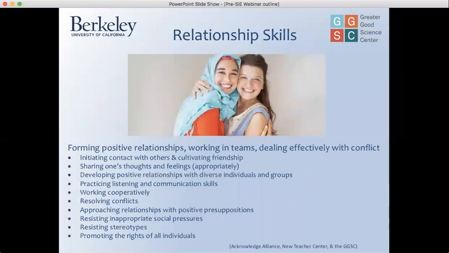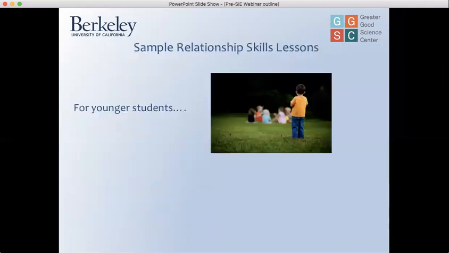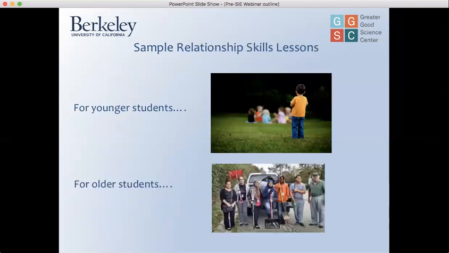So here is the definition of relationship skills along with some of those key skills as well. Again, feel free to hit pause and read it on your own. And some sample relationship skills lessons for younger students might include how to deal with peer exclusion. And for older students, a developmentally appropriate way to teach social skills might be in the context of community service, thus linking the skill to something that's relevant to them in their lives that helps make the world a better place.